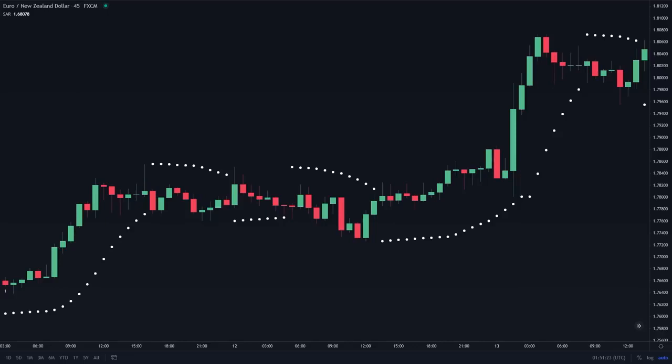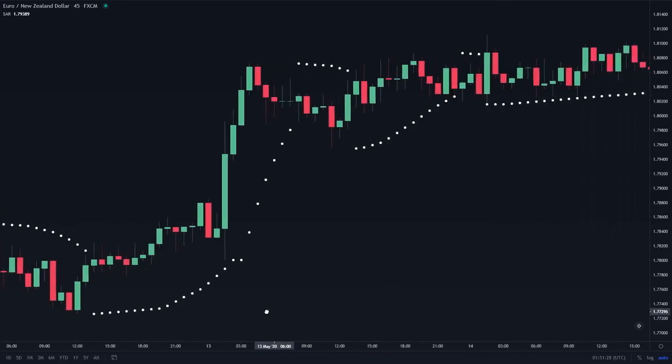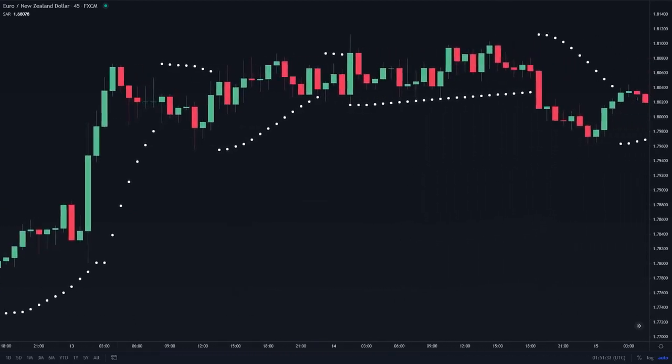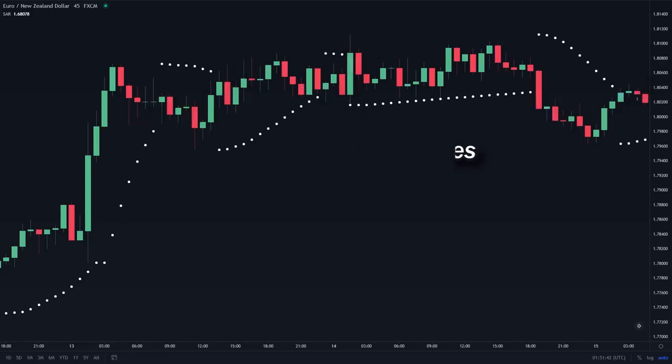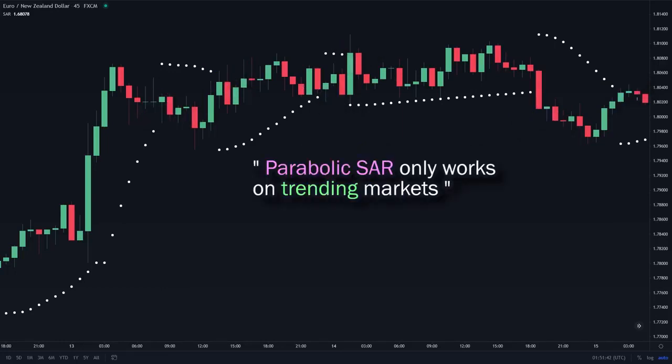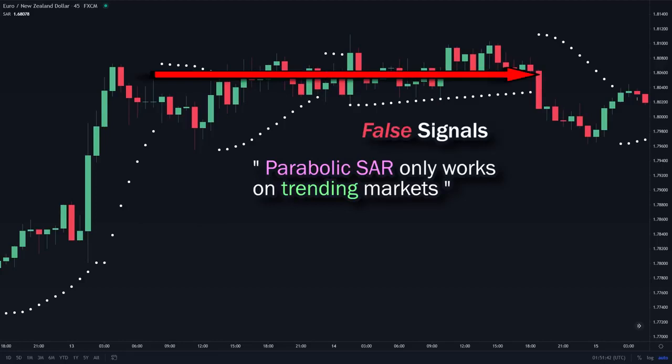Here, we can see that the parabolic SAR switches to below the candle, indicating that the market is on an uptrend. And according to the strategy, we take a long position here. Next, we can see that the trend has ended and the market started moving sideways. However, notice that the parabolic SAR is still displaying entry signals even when the trend has already ended. And as a result, all the signals that the indicator displays on this ranging market end up being a loss. So in short, the parabolic SAR only works on trending markets. If the market is on a range like this, it will display many false signals.